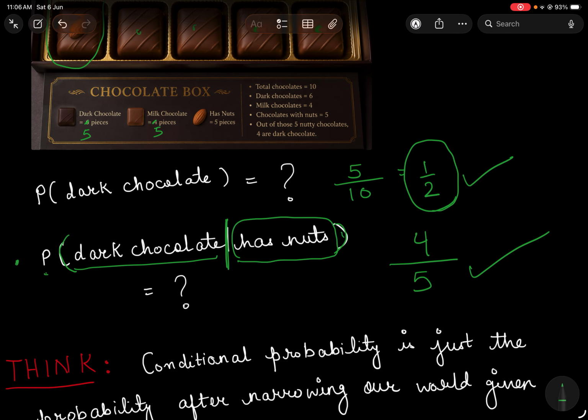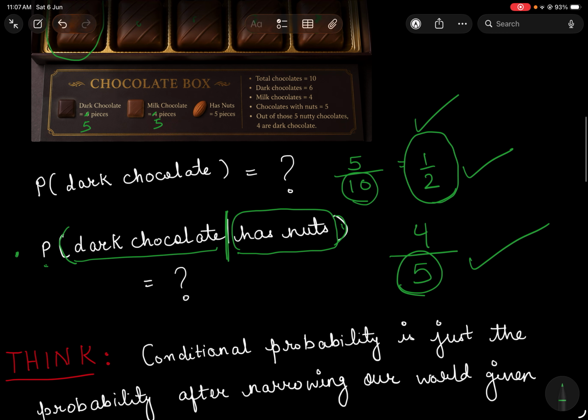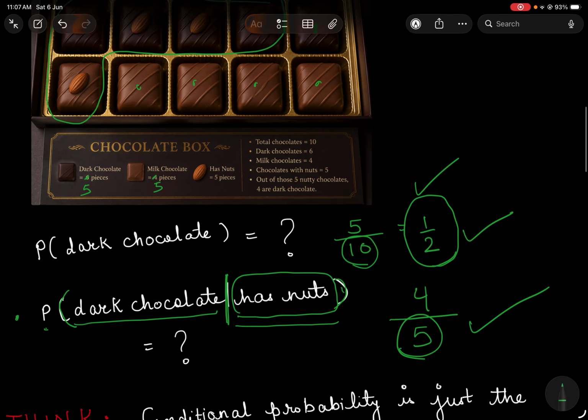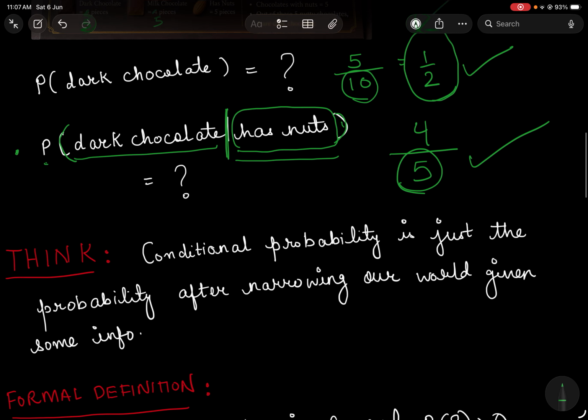The only difference is the sample space getting changed, right? Until and unless your friend had not mentioned anything to you, you know that the probability is that I will either get a dark chocolate or I will get a milk chocolate. But now with the new information that the chocolate that has been chosen by your friend has a nut, the denominator is 5. Okay.